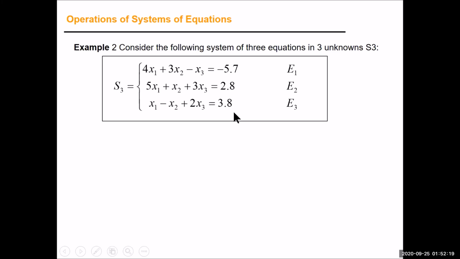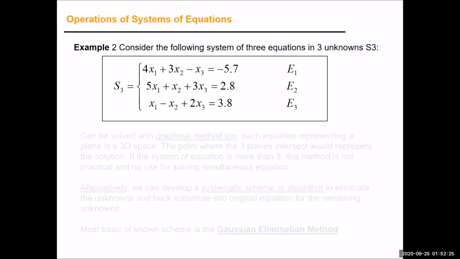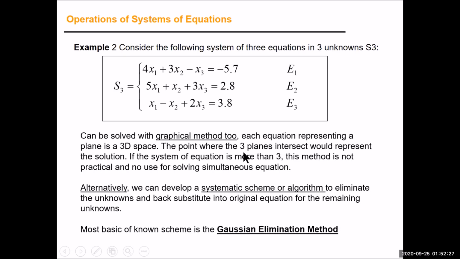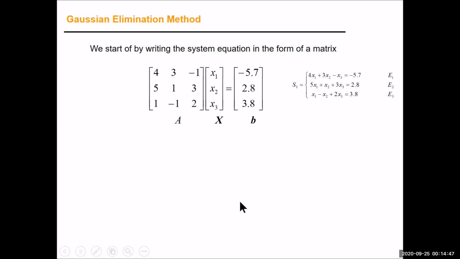So eventually you will get a solution which represents the 3D coordinate of this system, which is x1, x2, x3. Now that is using the graphical method or even substitution. Now let's take a look at how we solve this same three equation system using Gaussian elimination.